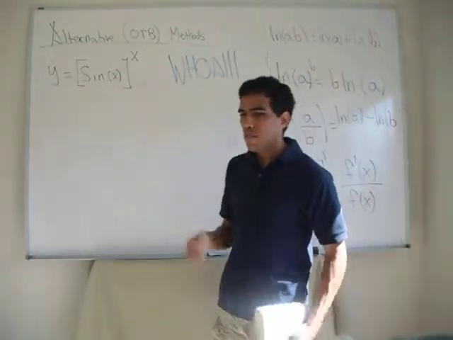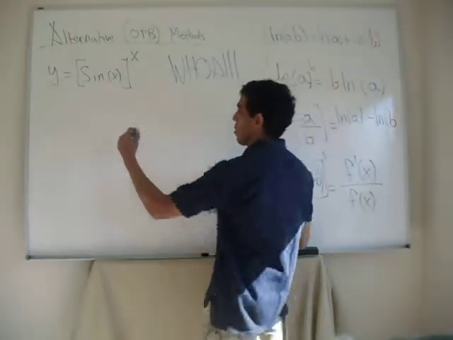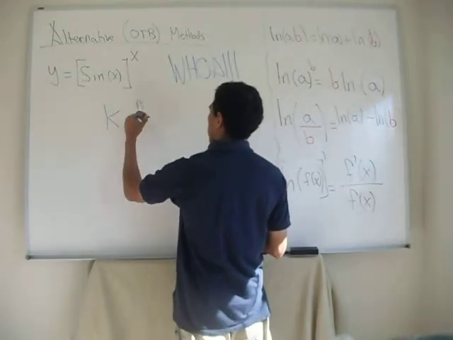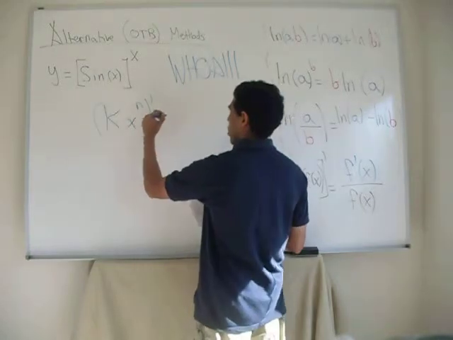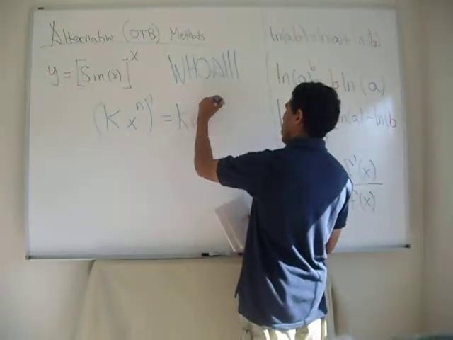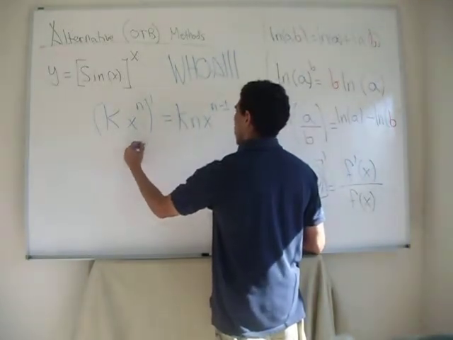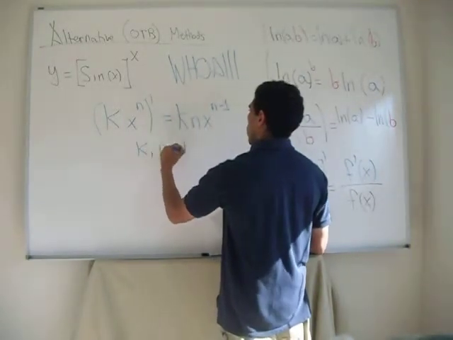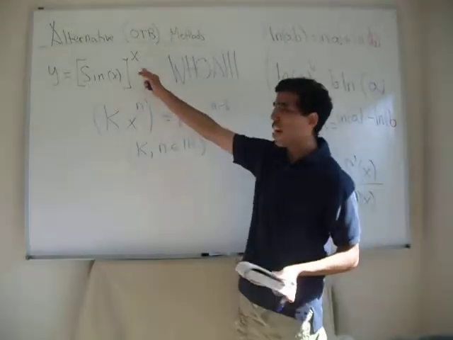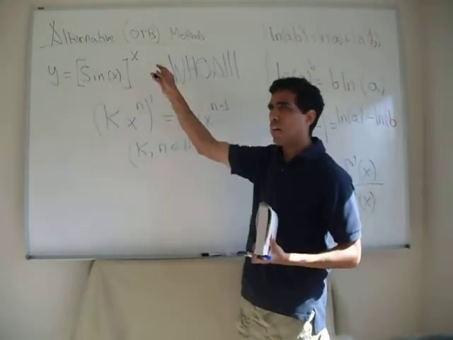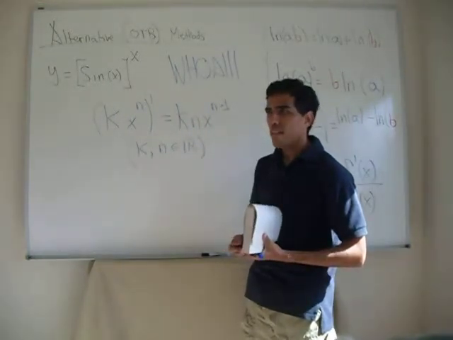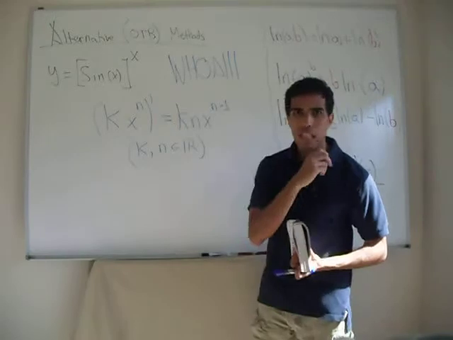Well, because the rule I recall was something like the derivative of k x^n is equal to k n x^(n-1), but the condition was that k and n were real numbers. This is a variable, so I don't think this rule works here. In fact, it doesn't, right? So how am I supposed to deal with this?